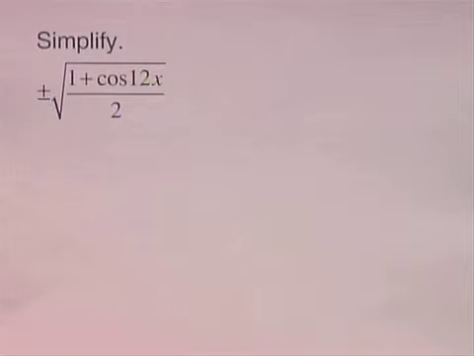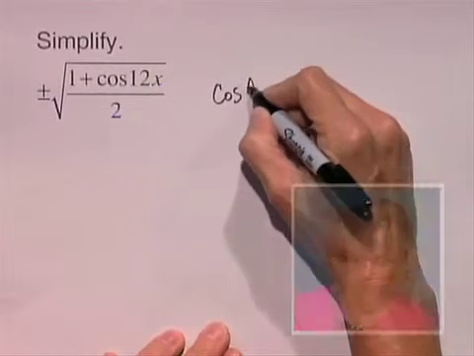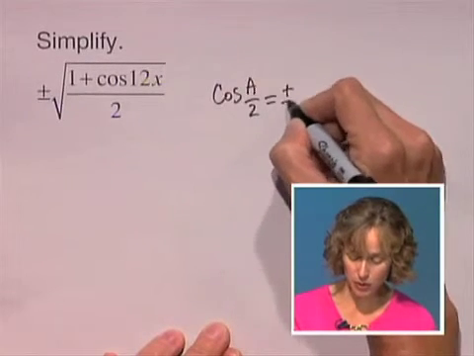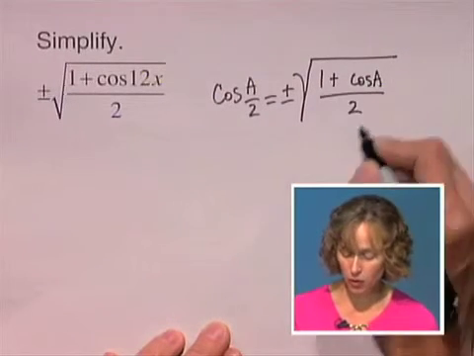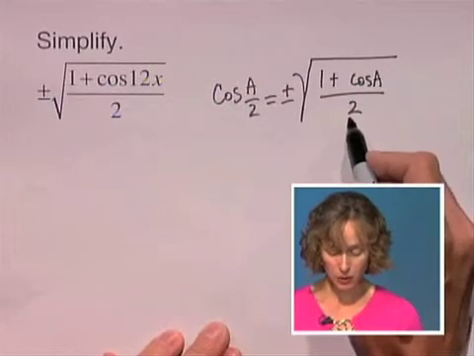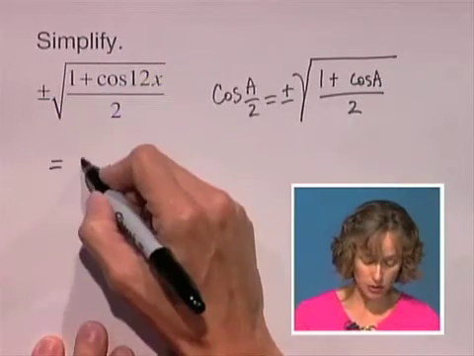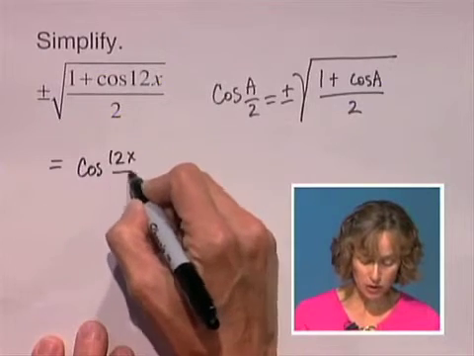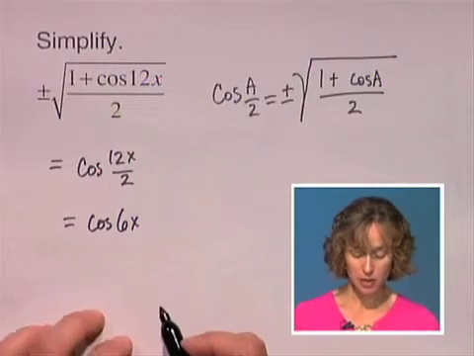Let's work with some half-angle identities. We want to simplify positive and negative the square root of (1 plus cosine 12x) divided by 2. The cosine half-angle identity, cosine a over 2, is plus or minus the square root of (1 plus cosine a) over 2. If we let a be 12x, we have exactly the right-hand side. So what we have should be equal to, working right to left, the cosine of 12x over 2, which simplifies to the cosine of 6x.